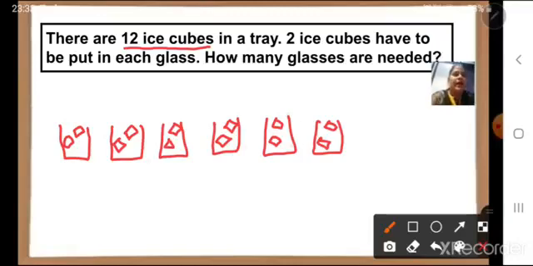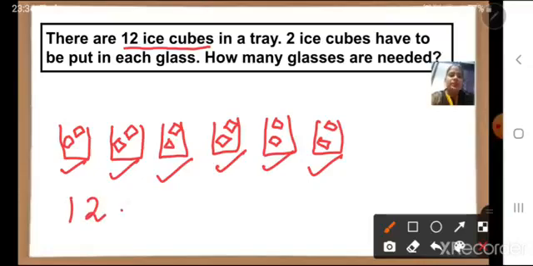Correct. So we have put 12 ice cubes in the glasses. So how many glasses are there now? Let us count. 1, 2, 3, 4, 5 and 6. So our answer is 6 glasses are needed. So we can say that 12 divided by 2 is equal to 6. Right children? This we have also learned in our last class, how to group and all.